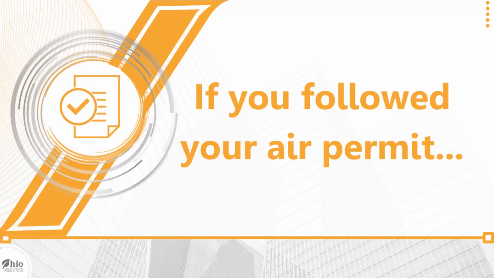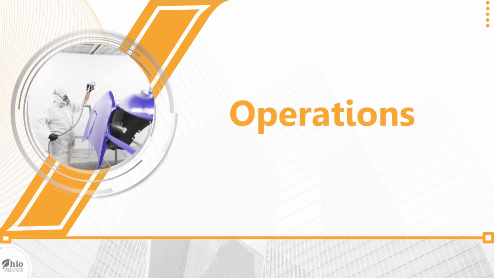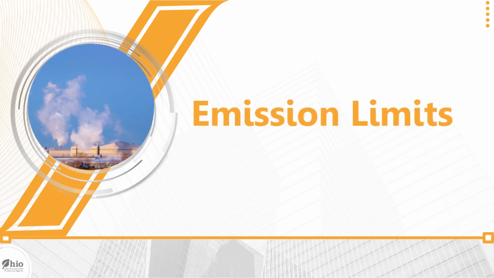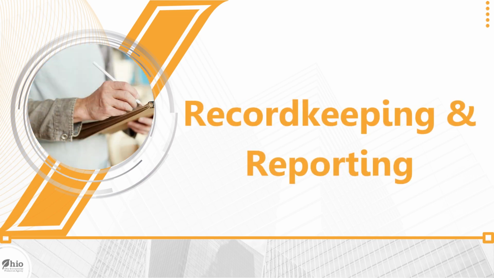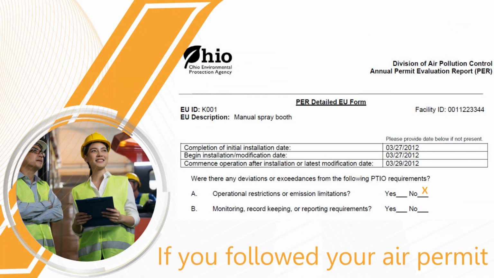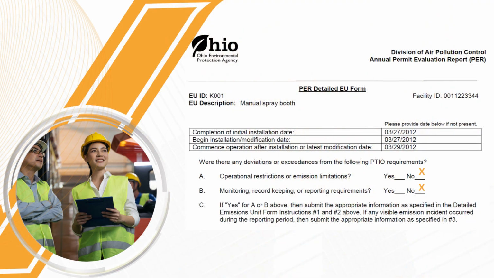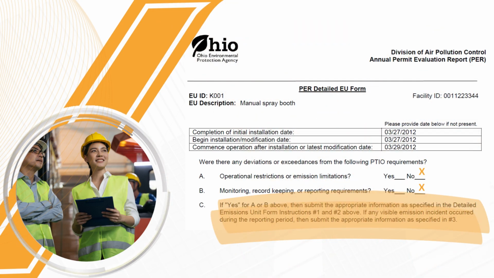Therefore, if you followed what your air permit required in terms of operations, emission limits, record keeping, reporting, then you would actually answer no to A and B, indicating that you did not deviate from these air permit requirements. If you followed your air permit and did not report any deviations in A or B, then you can skip question C.